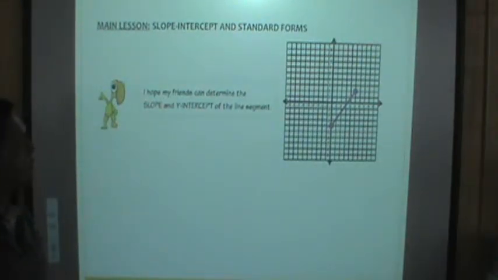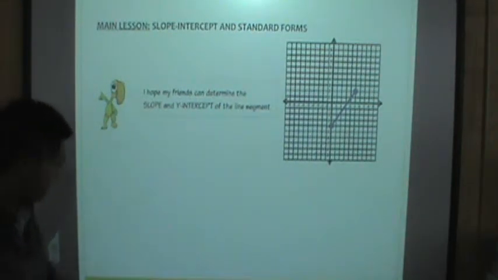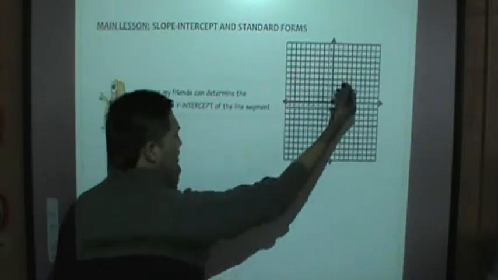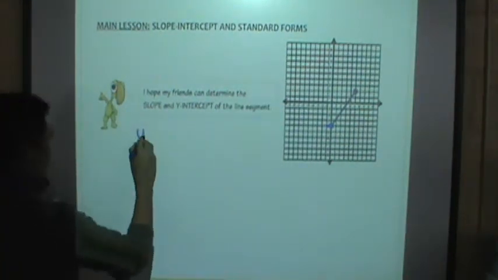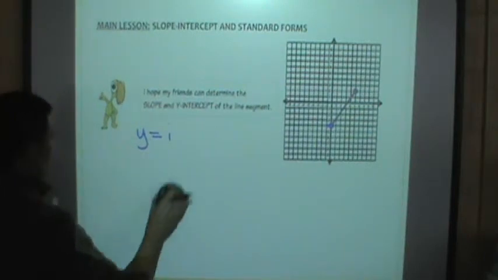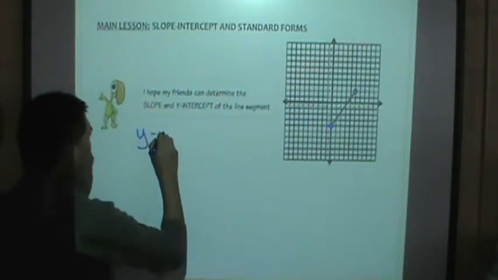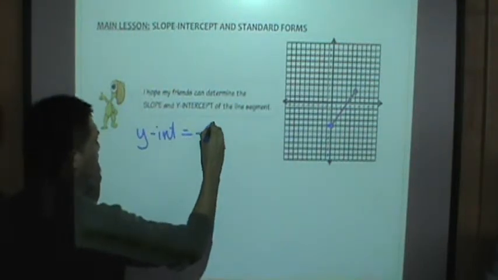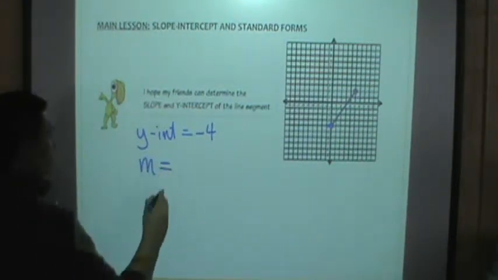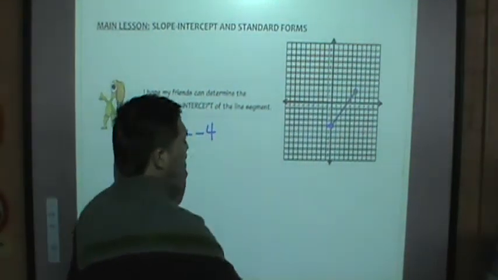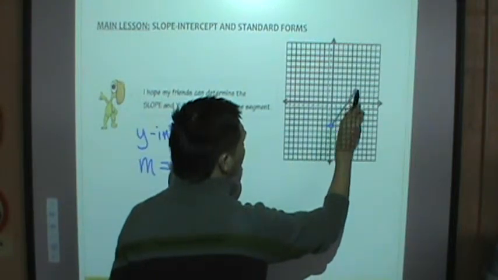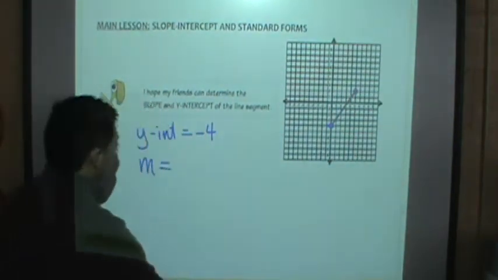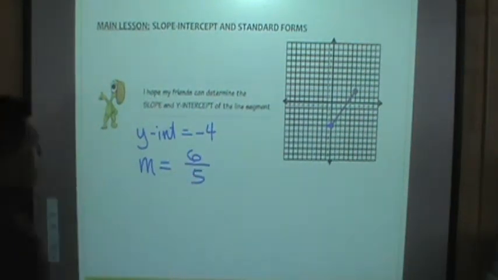What is the y-intercept of this segment? It looks like the graph is crossing -4, so the y-intercept is -4. But how about the slope? Let's see. Again, start from the bottom point, you go up 1, 2, 3, 4, 5, 6, and right 1, 2, 3, 4, 5. So the slope is 6/5. Is it going to be positive or negative? Well, we went right, so it's going to be positive.